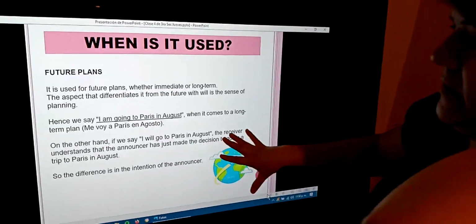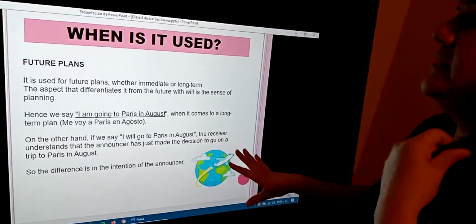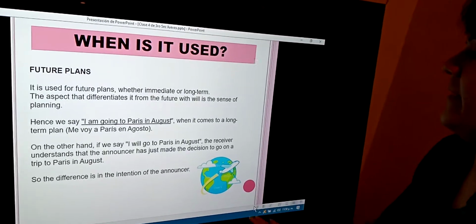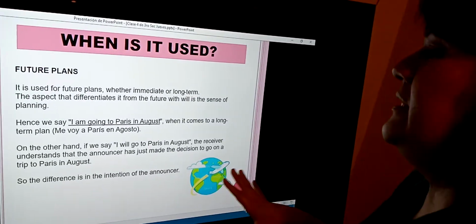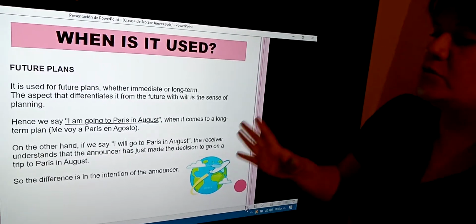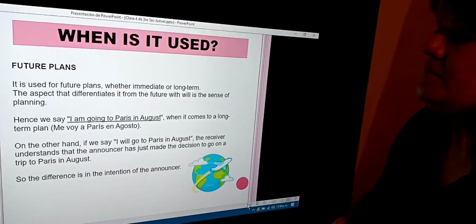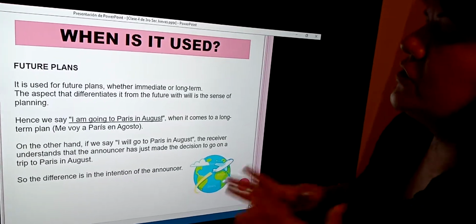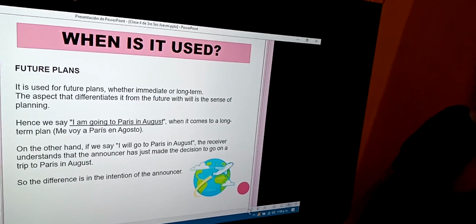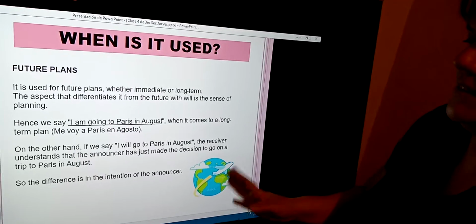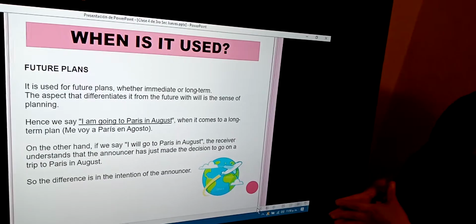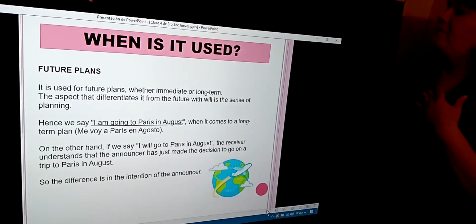So the difference is in the intention of the announcer. Okay? It is the intention of the announcer. This is when it is used. Okay? Next.